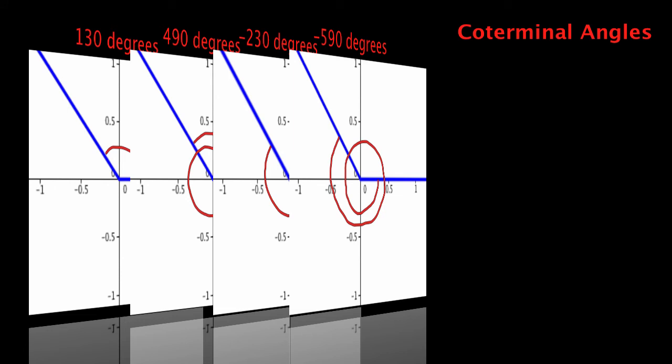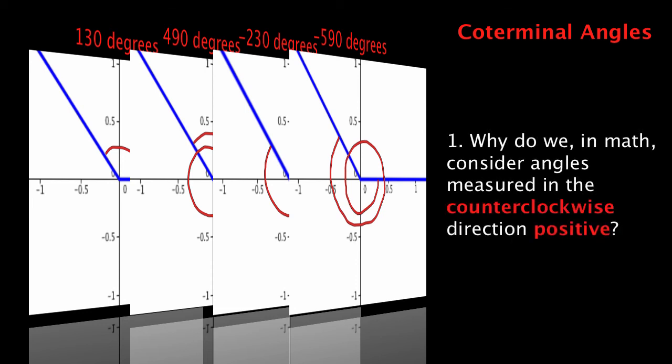So now before we go, I have some questions for you. The first one has to do with convention. In our editing software, a positive angle meant a rotation in the clockwise direction. But in mathematics, a positive angle means a rotation in the counterclockwise direction. Why do you think this is?